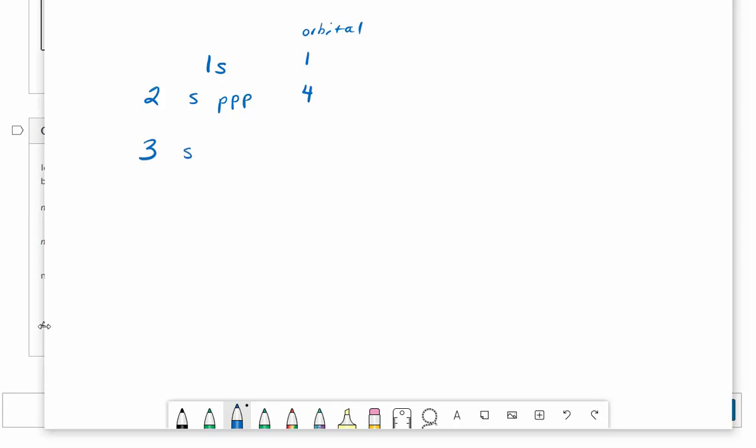The 3 has an s, it has 3 p's, and it has 5 d's. So that's 5 plus 4, that has 9 orbitals. That will hold a total of 18 electrons. Remember, each orbital will hold 2 electrons. So the 1s will hold 2. The second principal energy level will hold a total of 8 electrons. The third principal energy level will hold a total of 18. So that's what I mean by that comment at the end.